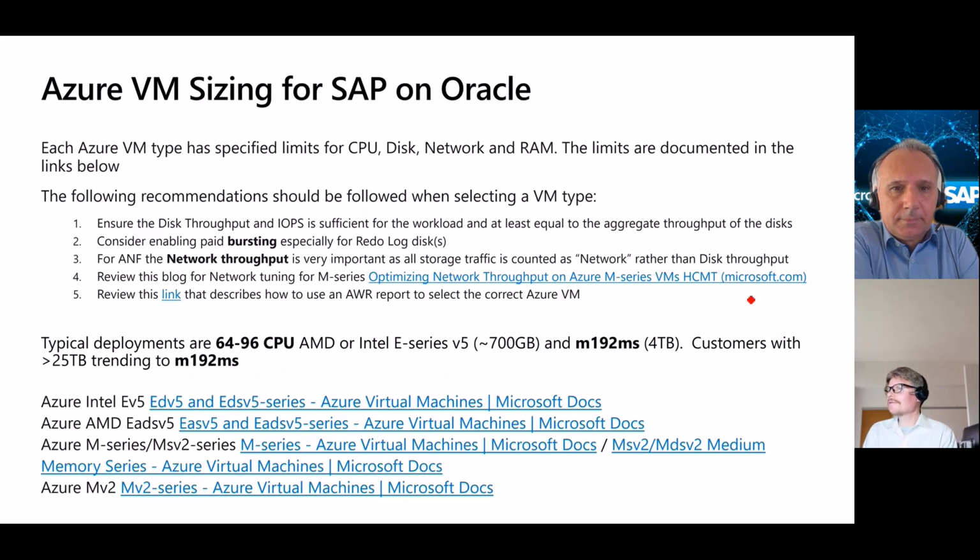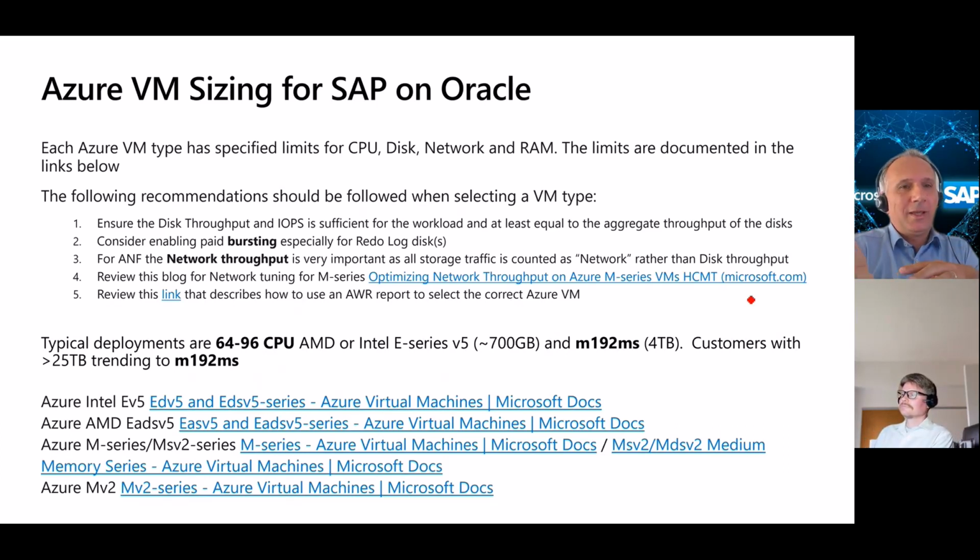One thing to consider for ANF is that ANF counts as network, not as disk. Because NFS is a network protocol, the disk quota is not so relevant. It's your network quota. Yeah, I think sometimes here comes maybe the confusion. Azure VM has a dedicated IOPS and throughput for the storage. Storage means premium disks and the network.